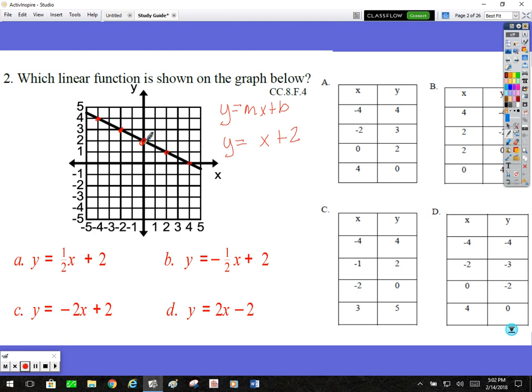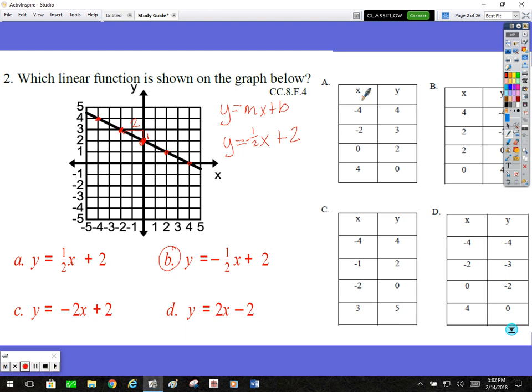Well, I'm just going to go back to my point again. Doesn't matter which 2 dots I use. I'm going to use this dot. I went up 1 and I went left 2. So that means my slope is negative. So if I look down here, y = -1/2 x + 2 is this one.